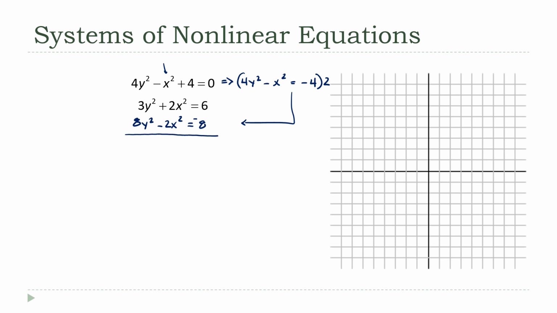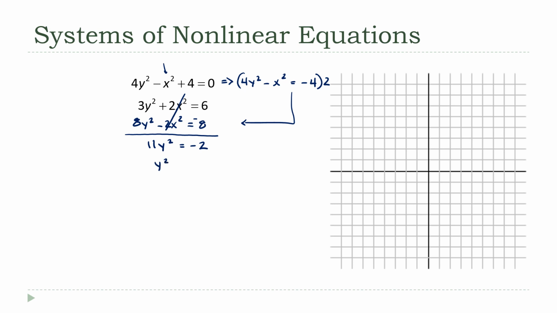And if I add these together, now you see, we've got the elimination method going. The x squares cancel. 11y squared equals negative 2. And I'm going to stop right there. I can see already I'm in trouble. I've got y squared as the only variable on the left side, and the right side is a negative number.